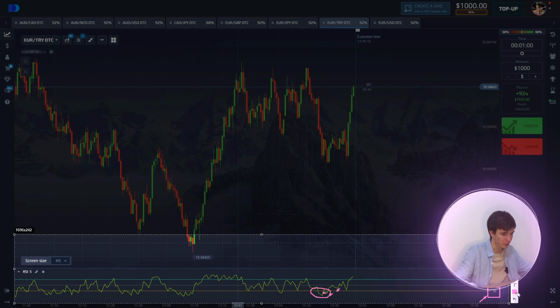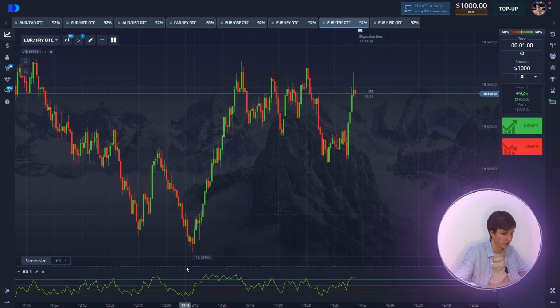And we also have the level 50 here, this is the middle value, and when the RSI is above this level, it indicates that the upward prevails. And when the RSI is below 50, then it tells us that the downward dominates. Basically, on a 1 minute time frame, the level 50 is not that important.